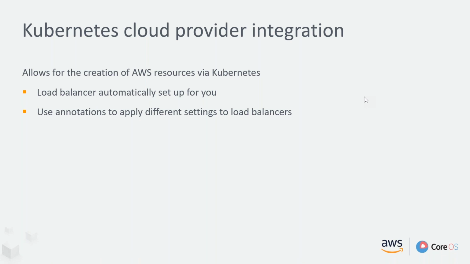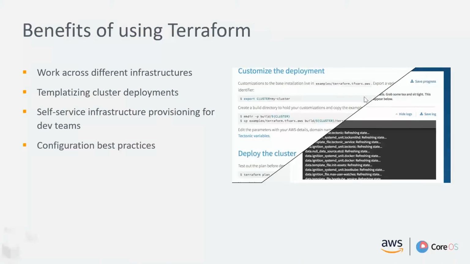The same thing works for EBS volumes. So you say, I would like to mount a stateful volume onto this container. It will create the EBS volume for you, mount it to the node where that container is running. If that container gets rescheduled, move the EBS volume for you. It just works like magic. It's really great. And then you can use our console to control different settings for all of that stuff via Kubernetes annotations.